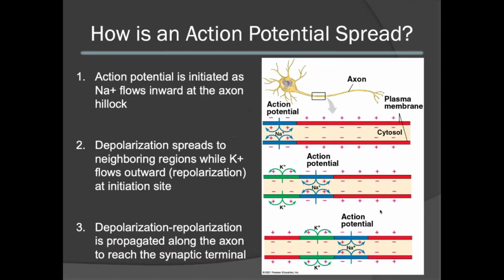This slide gives you a visual representation of how an action potential spreads down the axon. The axon hillock is where the action potential is initiated. When the action potential is initiated, sodium ions will flow inward into the neuron. This depolarization will then spread to neighboring regions. However, there will be a repolarization event at the initiation site. This depolarization-repolarization will be propagated along the axon until it reaches the synaptic terminal.